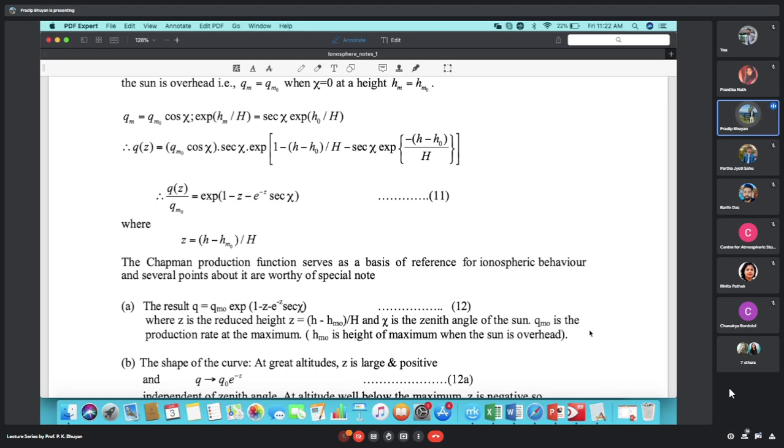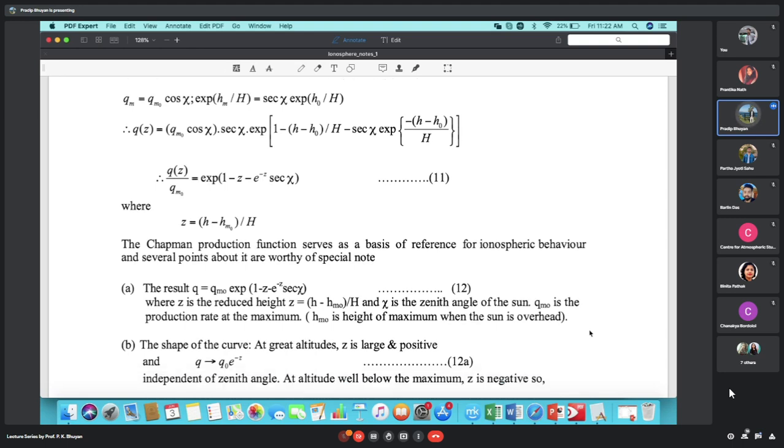So maximum production will be at 6 o'clock also, at 7 o'clock also, at 9 o'clock, 10 o'clock, or maybe in the afternoon also. So always there will be maximum production. But when your sun is overhead, it is supposed to be the maximum of maximum, because that chi will not be there. It will not be multiplied by that 1 by cos of chi. So the maximum production is reduced by that value.